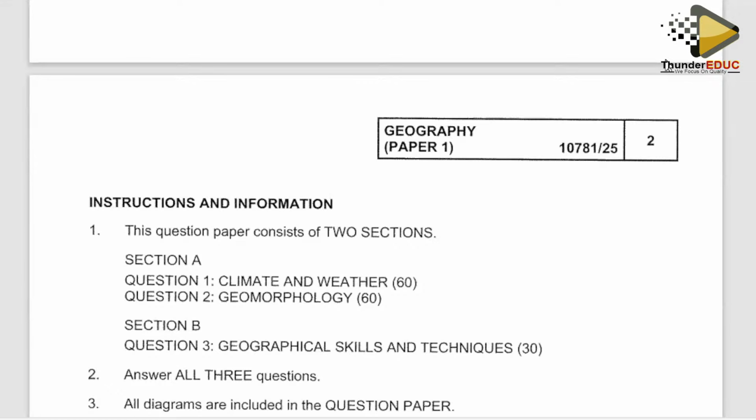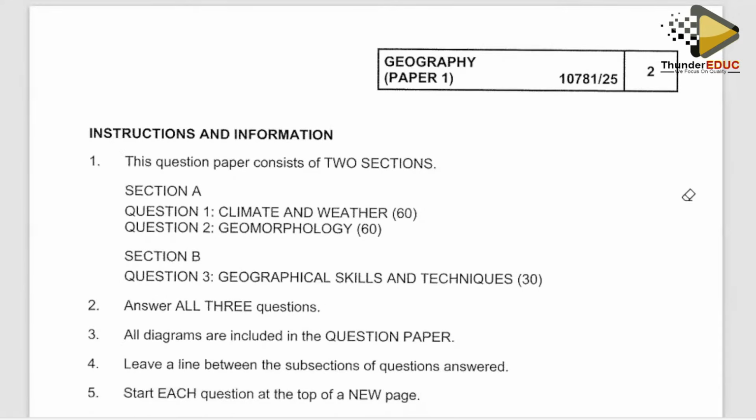Then we go to the next section, section B, which is question number 3. Question number 3 has got 30 marks and is based on geographical skills and techniques, which is basically our map interpretation. Right. So that's the structure of the paper, and you're supposed to answer everything in 3 hours.